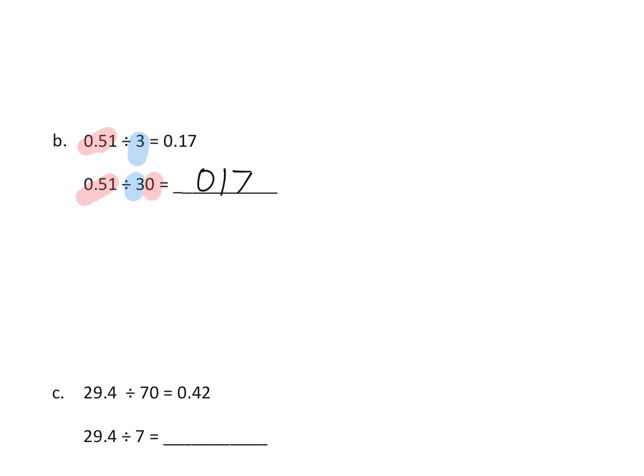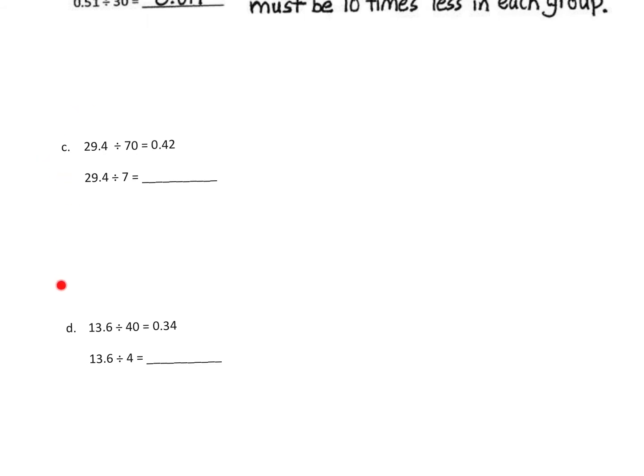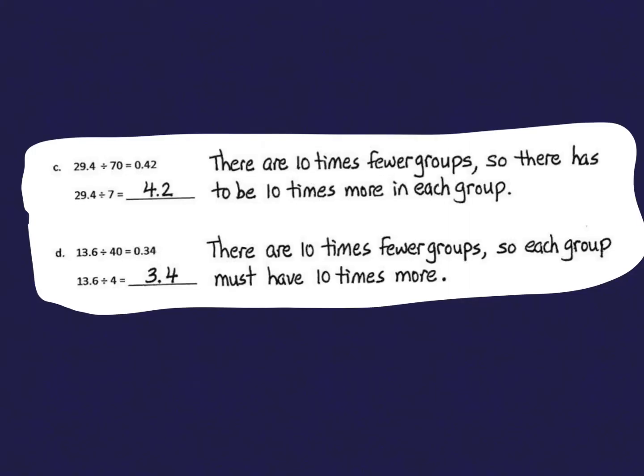So before it was between right here, the 0 and 1. Now it's moving to the left, and it's going to be right here to the left of that 0. And we can put another little 0 there. And then our explanation is going to be something like, there are 10 times as many groups, so there must be 10 times less in each group. All right, so at this time you're going to do C and D by yourself, and I'll have the answers pop up in 3, 2, 1. So here are my answers.